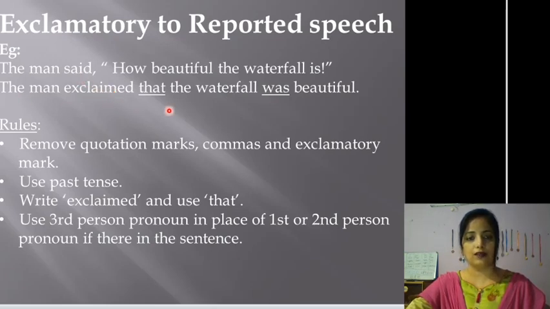Suppose by chance in the exam you don't make this change and you write said: the man said that the waterfall was beautiful. In that case also you are going to get full marks. It's not mandatory, but if you remember and make this change, it will be beneficial.